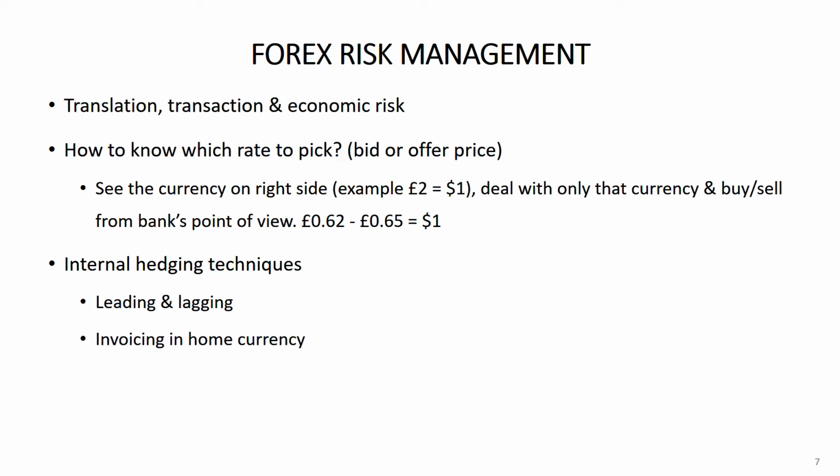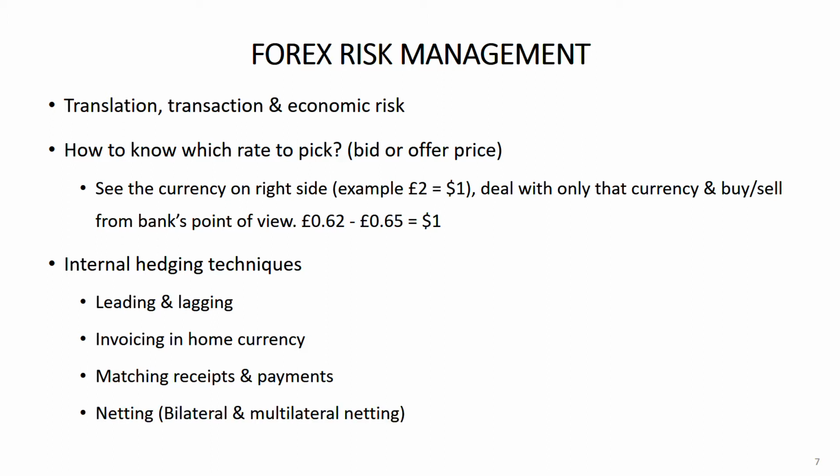Next is invoicing in home currency. You don't want to deal with foreign currency, because if you keep everything in home currency, then whatever happens to the foreign currency will not impact you. Third, matching receipts and payments. If your receipt is in one currency, you try to make the payment also in that currency. And the fourth one is netting. Netting can be of two types: bilateral and multilateral. Bilateral is one to one, multilateral is many, so you should know how to net it off.